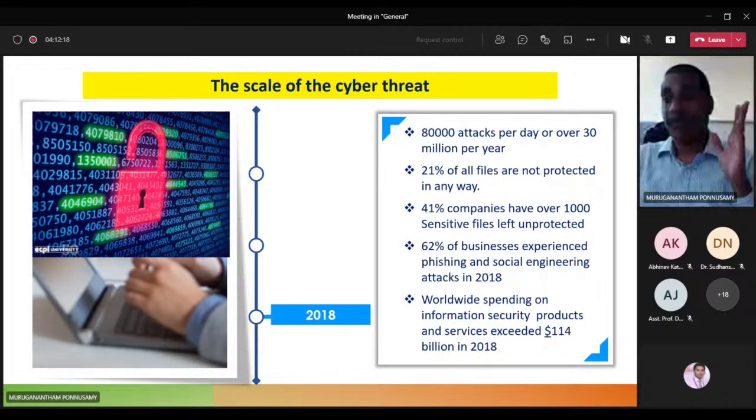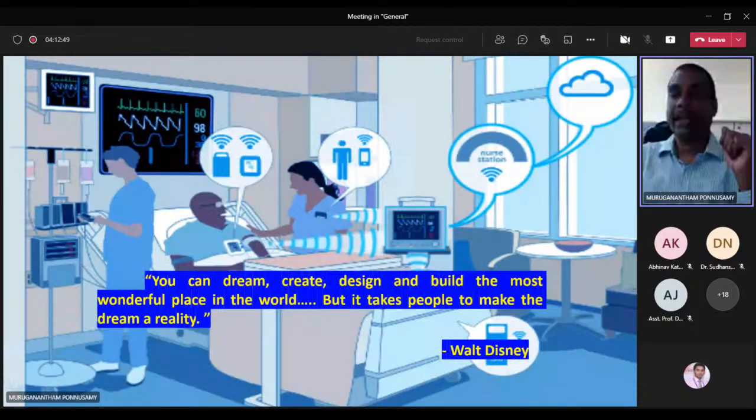And if you are looking at 2022, it's estimated spending on cybersecurity solutions will be $170 billion, $1 trillion cumulatively over the period from 2017 to 21. So in these situations, right? In these situations, you dream, think, and take a call.